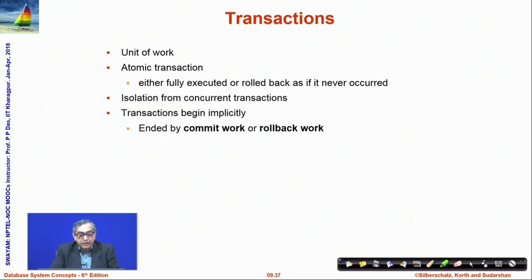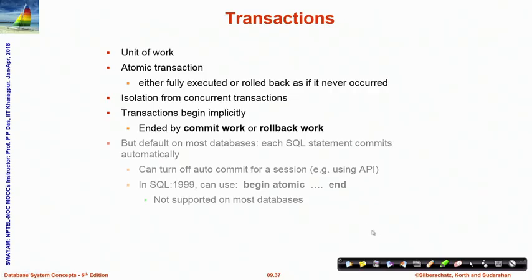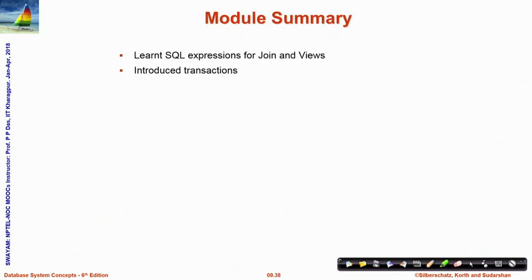So, transactions implicitly begin and they end by either committing the work that they have successfully finished, or rolling back if this cannot be done. There are some features in SQL for doing transactions, but usually transactions commit by default, and they only raise exceptions when the rollback is happening, and we will see more of that later. So, to summarize, in this module we have learnt about two important SQL features in terms of join and views, and we just introduced the basic notion of committing transactions.